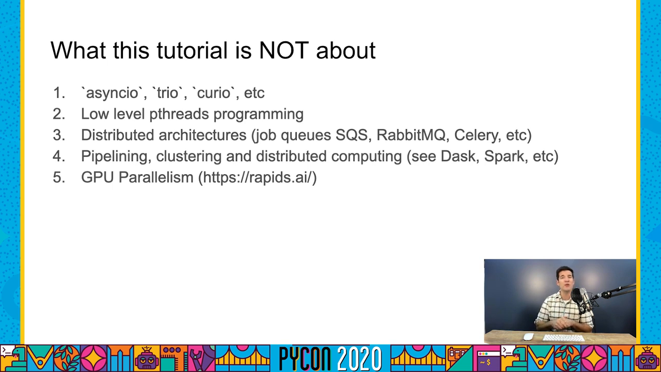We will not be doing low-level programming, thread programming, even though I mentioned something like forking a process or spawning a process. We will not be doing low-level programming. Multithreading and multiprocessing are not a replacement for distributed architectures, all right?